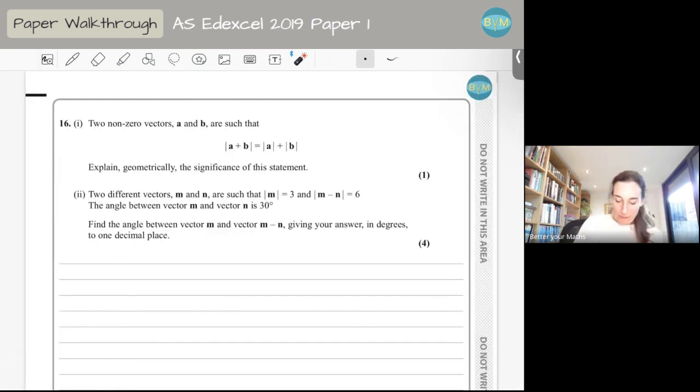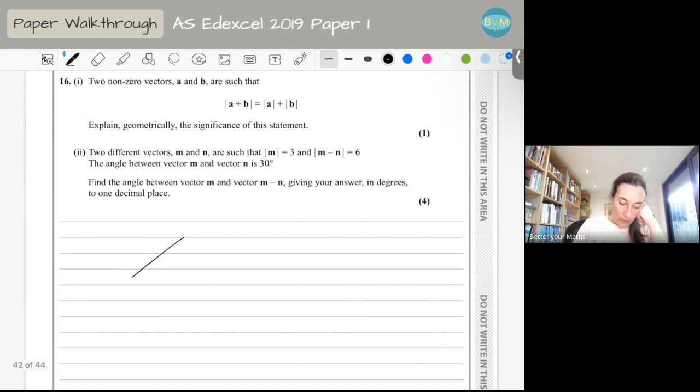Two non-zero vectors, A and B, are such that the magnitude of A plus B is the magnitude of A plus the magnitude of B. You have to think a bit about doing sketches when you have vectors, because if not, the questions are sometimes difficult to see. Explain geometrically the significance of this statement. So let's do a quick sketch. You have A, and you have B, for example.